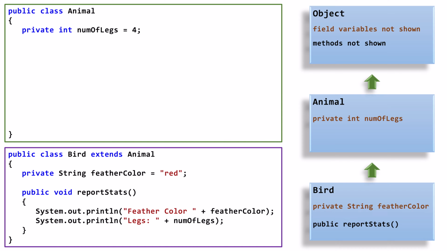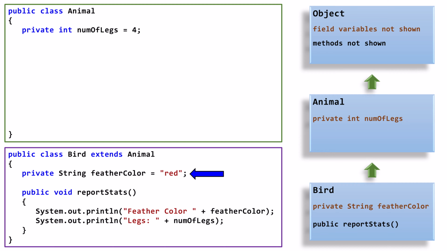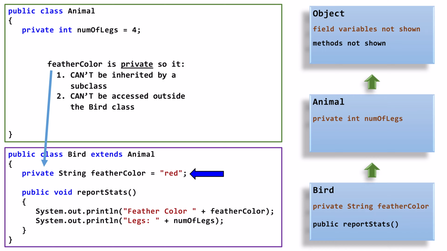Let's take a look at these two classes here, Animal and Bird. Animal has a private field, numOfLegs. Since numOfLegs is private, it can't be inherited to a subclass and can't be accessed outside the Animal class. In our subclass Bird, we have another private field, featherColor, which wouldn't be inherited to a subclass of Bird and can't be accessed outside the Bird class.